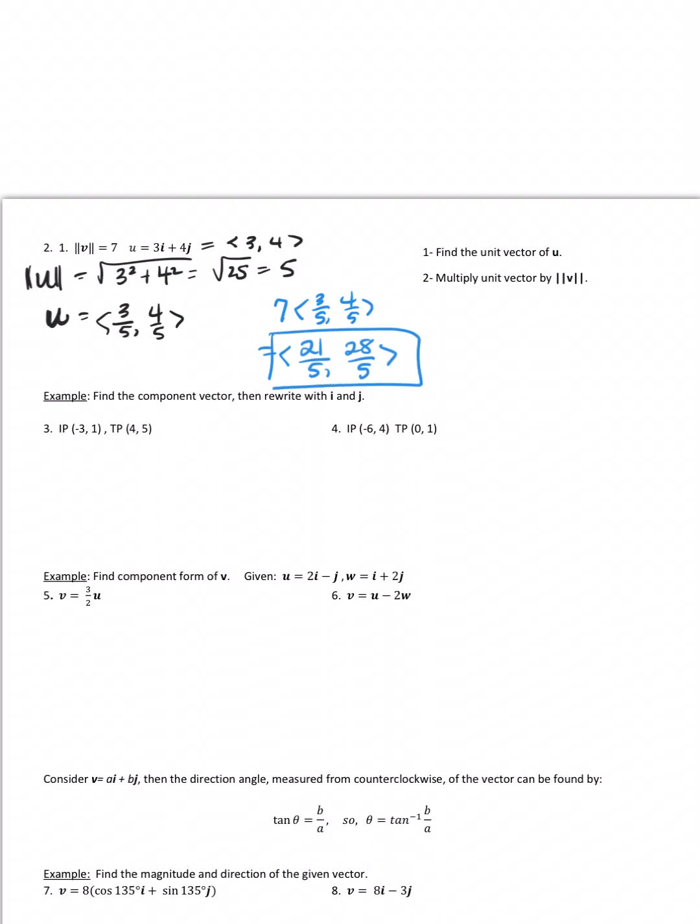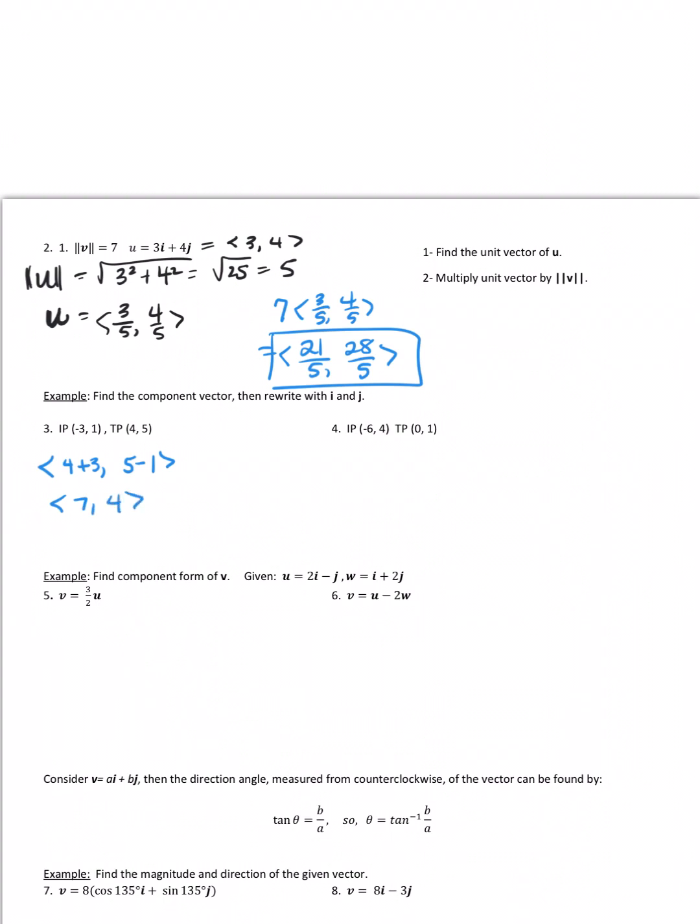Now, look at this next couple examples. Find the component vector, then rewrite it with i and j. This is back to our first lesson. To find the component vector, we always subtract the x parts and the y parts, starting with the terminal. So what am I going to do? I'm going to take 4 minus negative 3, so plus 3, and 5 minus 1. So that gives me 7 and 4, right?